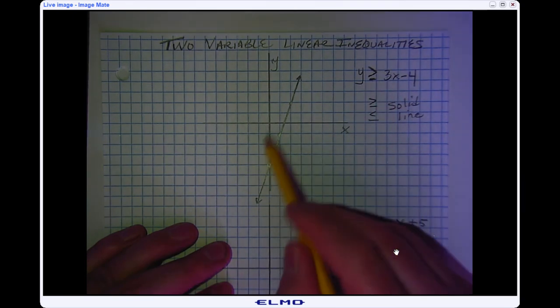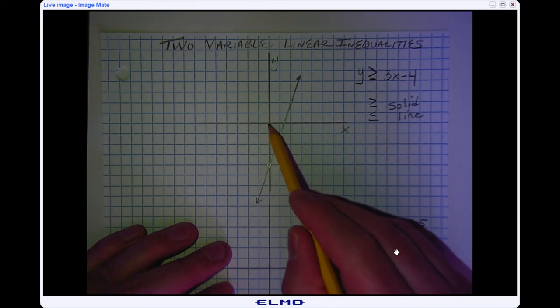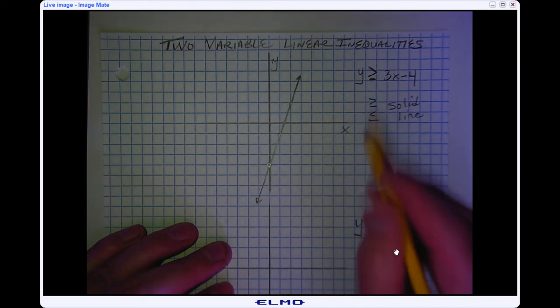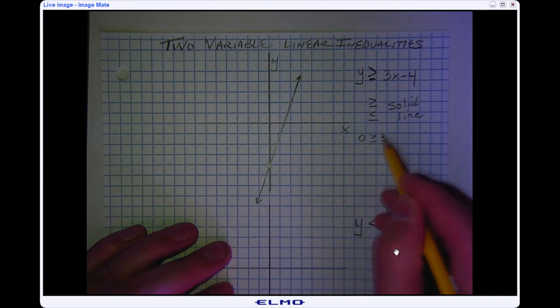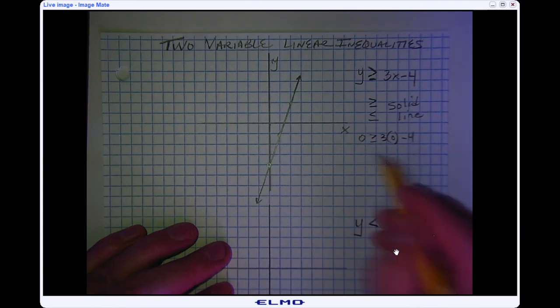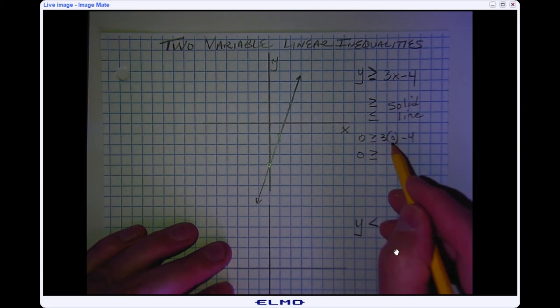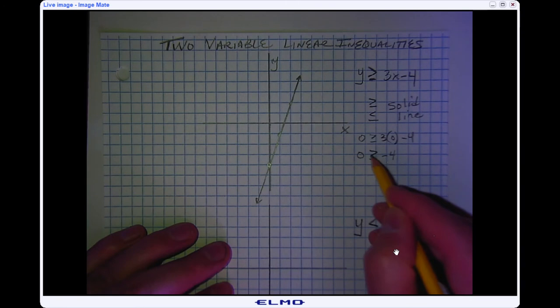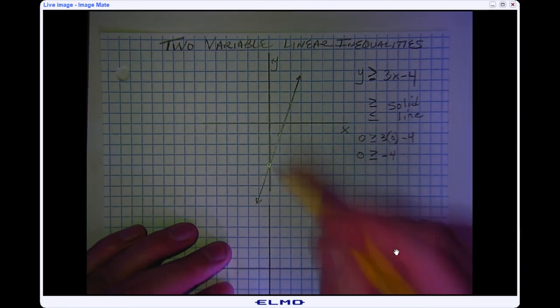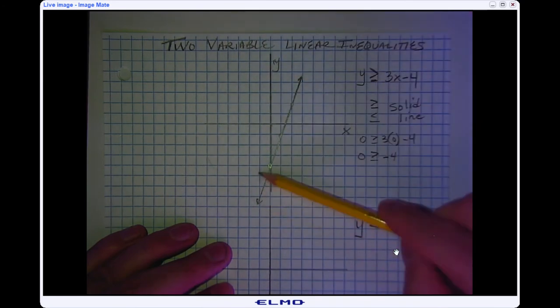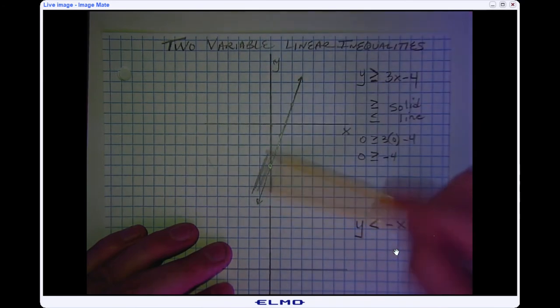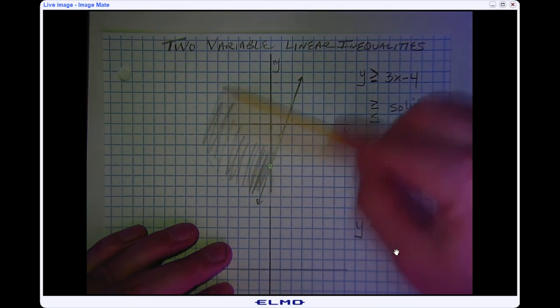So an easy point to plug in is the origin, 0, 0. So I'm going to go ahead and do that for this example. I'm going to plug in 0 for y, I'm going to plug in 0 for x, and I'm going to solve this. So this would be 0 is greater than or equal to 3 times 0, which is 0, minus 4, which is -4. And 0 is definitely greater than -4. So because 0, 0 works, everything on this side would be a solution. I would shade everything on this side of the line.